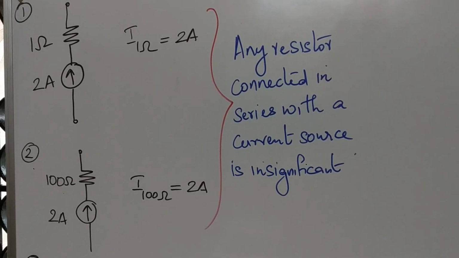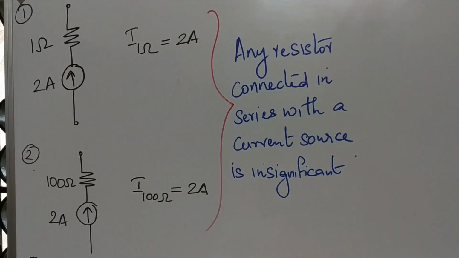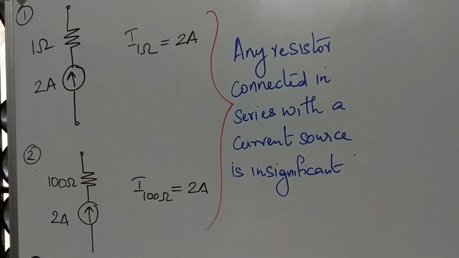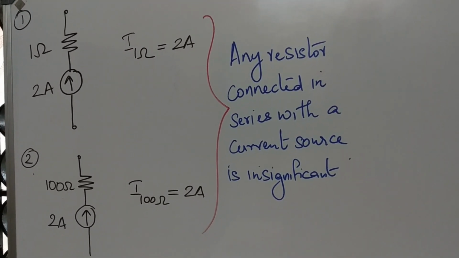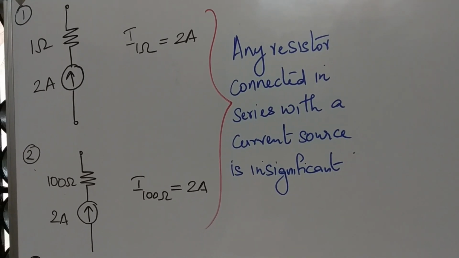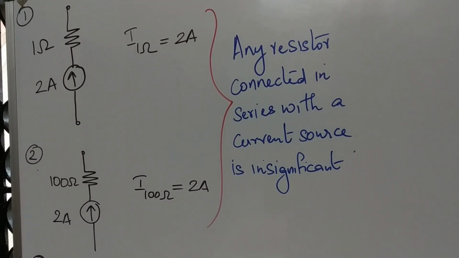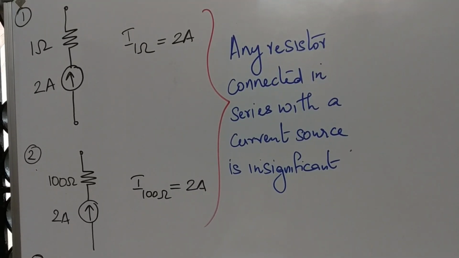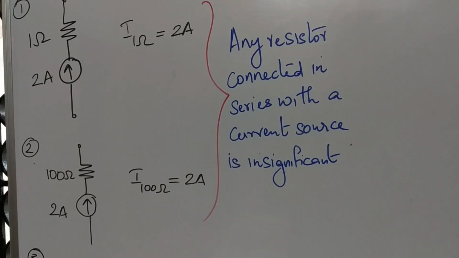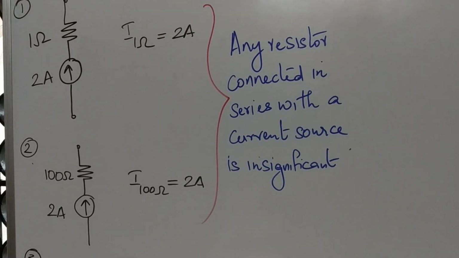Right. So the value of resistance is insignificant there. Even if you remove the resistor and replace it by a short circuit, again the current flowing through that path will be 2 ampere. So any resistance which comes in series with a current source can be neglected. Is it clear? So you can just remove the 1 ohm or the 100 ohm and simply replace it by a short circuit. So all elements which come in series with a current source can be neglected because its value is insignificant.